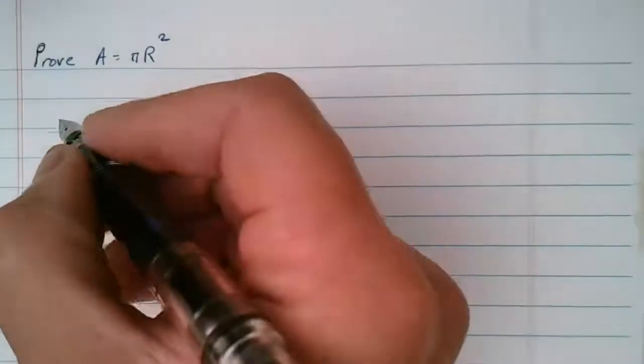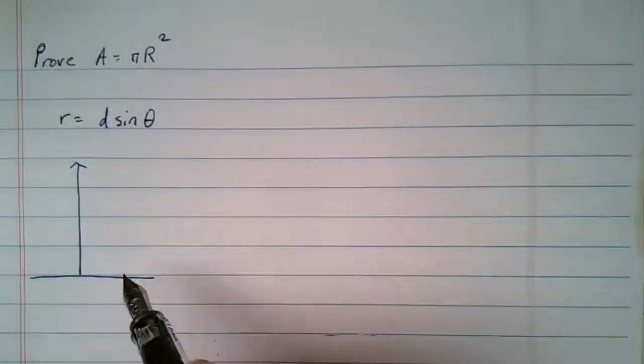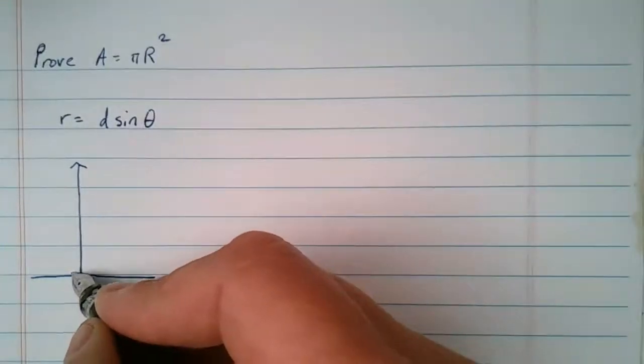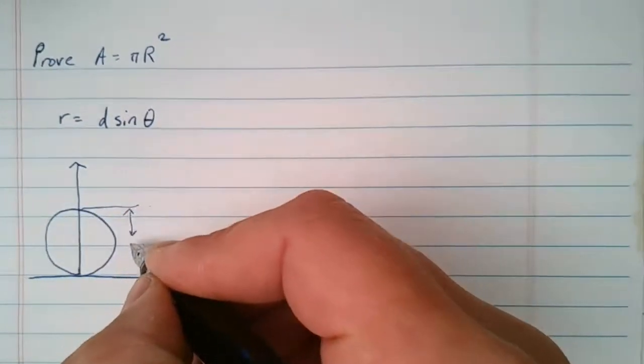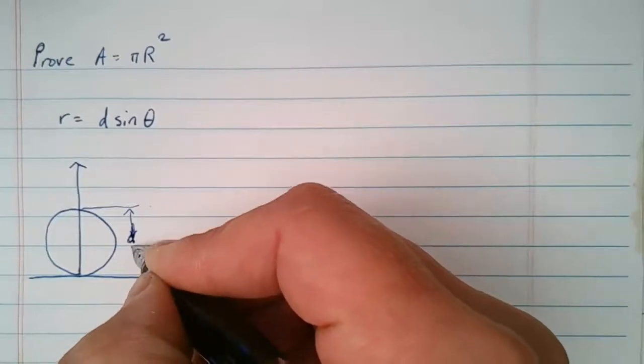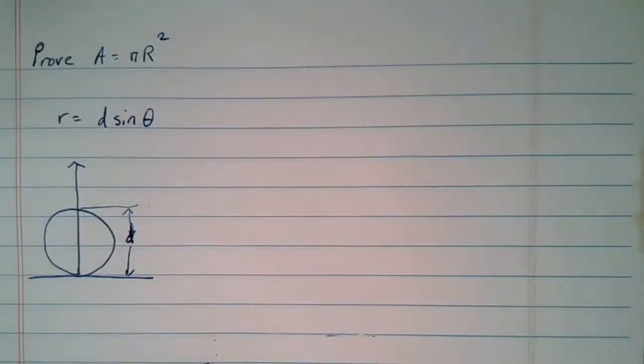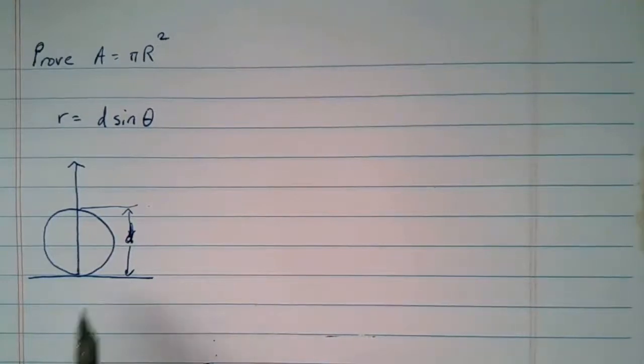Alright folks, we're going to prove the area of a circle to be pi r squared. So what we're going to do is start with a polar equation, and that polar equation is going to be r equals d sine theta. And that equation is going to give us a circle, and that circle is going to be on the y-axis, and this will be the diameter of the circle. You could also use d cosine theta, and that would put your circle this way.